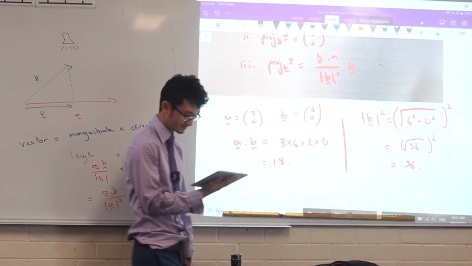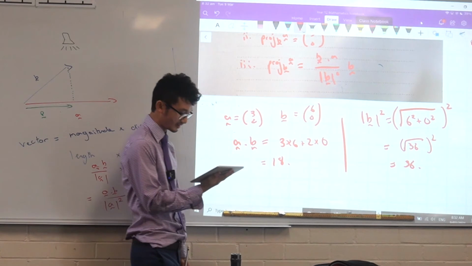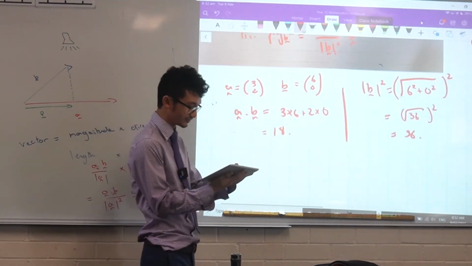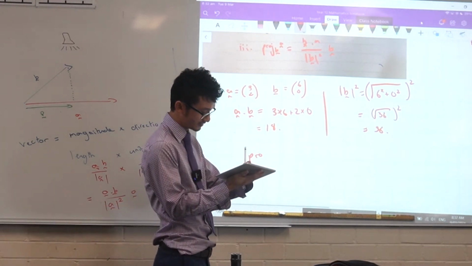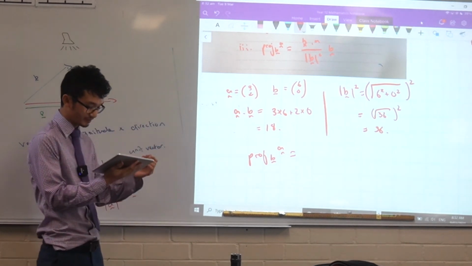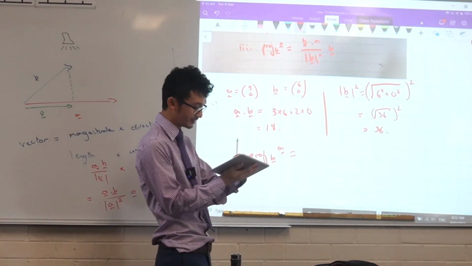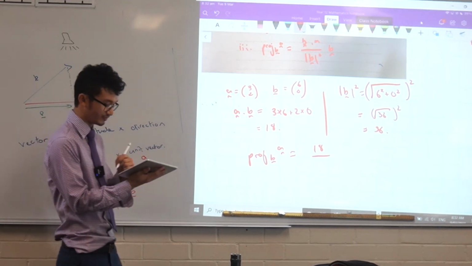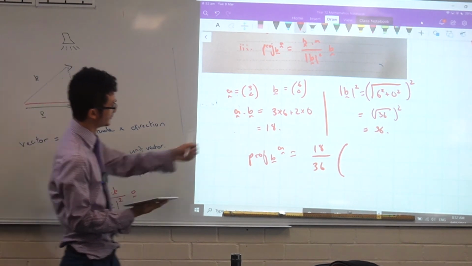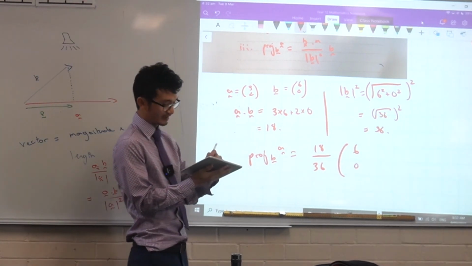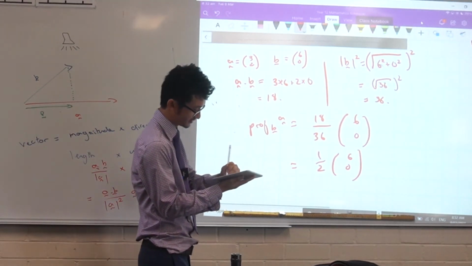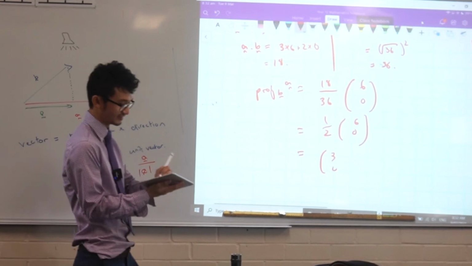Okay, we're almost there. What do we need to do? We need to put this all together. So the projection of A onto B, that's how we read it, remember, is going to be B dot A, our dot product, or A dot B, 18 over the magnitude of B all squared, that's 36, times the vector B itself, which is 6, 0. And so simplifying all of that, lo and behold, what do we get? 3, 0, that's it.